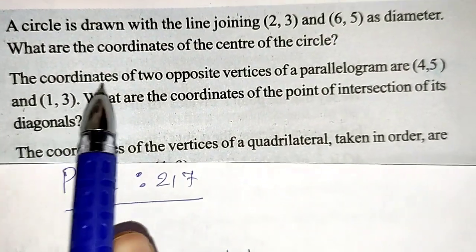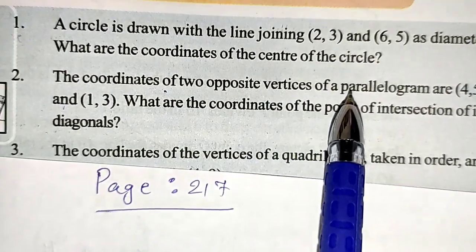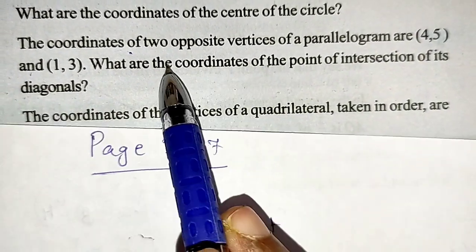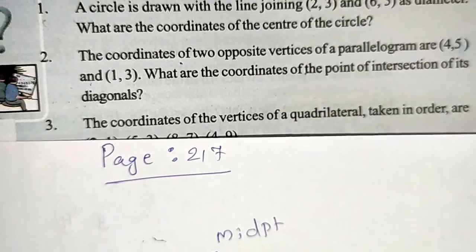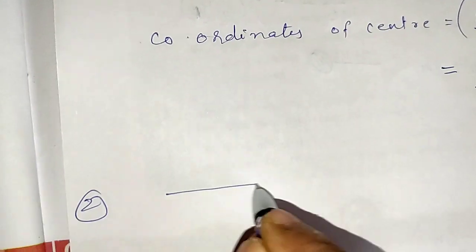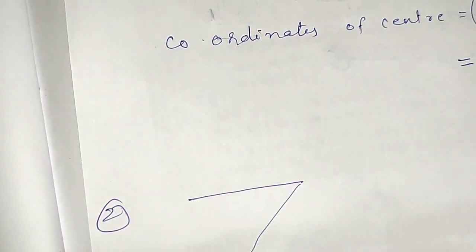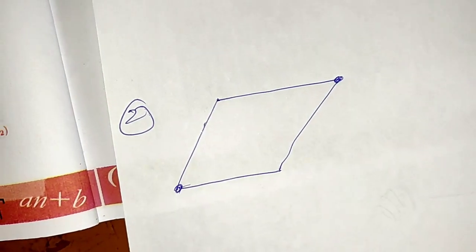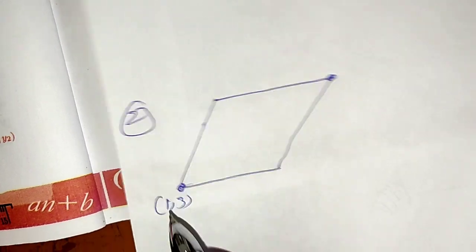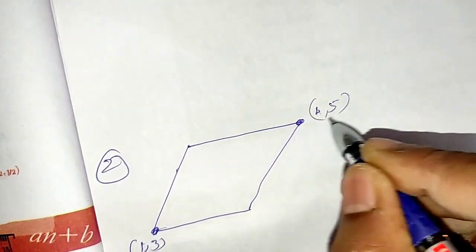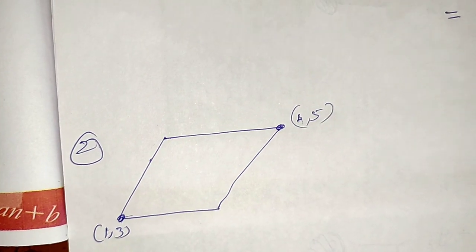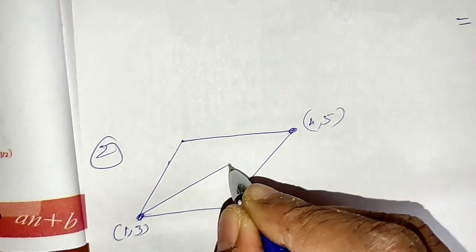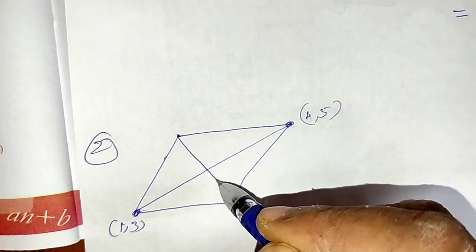Now look at this question. The coordinates of two opposite vertices of a parallelogram are (4, 5) and (1, 3). What are the coordinates of the point of intersection of its diagonals? Here we have a parallelogram, and the coordinates of its opposite vertices are (1, 3) and (4, 5). This is one diagonal and this is the second diagonal.